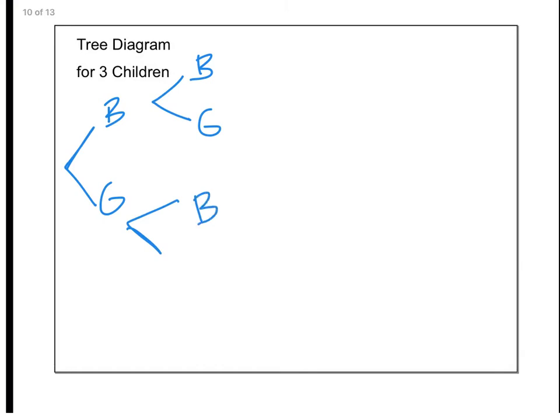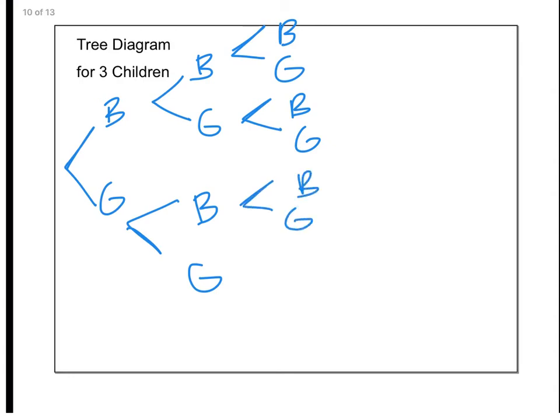So we're going to start at the beginning. For the first child, we can have a boy or a girl. That's child 1. For the second one, again, we can have a boy or a girl, and a boy or a girl. For our third child, same thing. Boy or a girl, boy or a girl, boy or a girl, and boy or a girl.